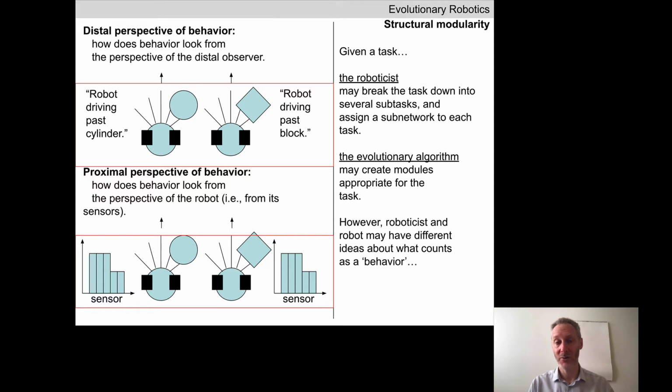Valentino pointed out that what's going on in the mind of a fruit fly is probably very different from what people thought. And these erroneous assumptions come from taking the distal stance. Here's a very simple example.